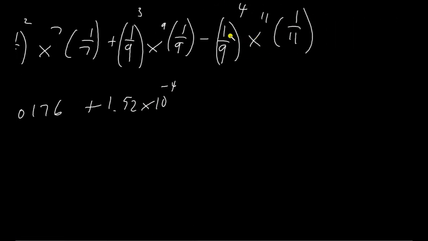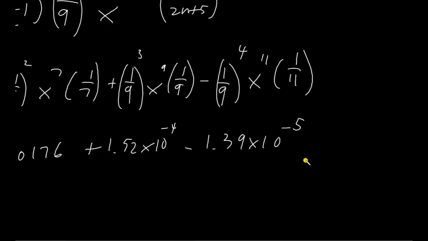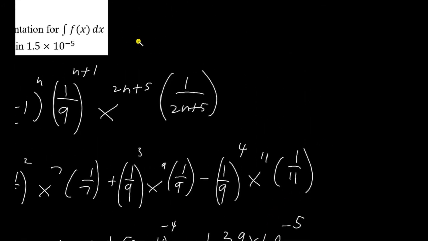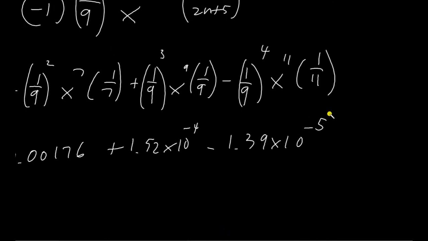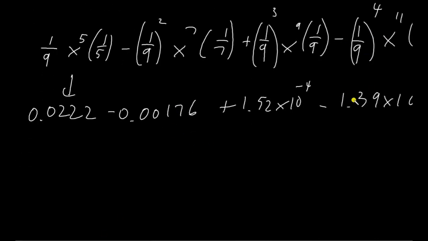Okay, and then for this last one here, we'll get 1.39 times 10 to the negative fifth. And hold on a second, this was 1.5 times 10 to the negative fifth. So we've reached a number that's less than that. So we can stop. If this was greater than that, then we'd have to list the next term and so on and so forth. But we can stop here since this number is less than 1.5 times 10 to the negative fifth. So now that we've reached this threshold, what we'll do is we will ignore the last term.